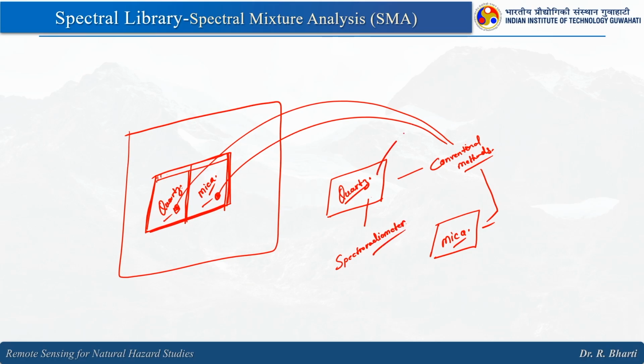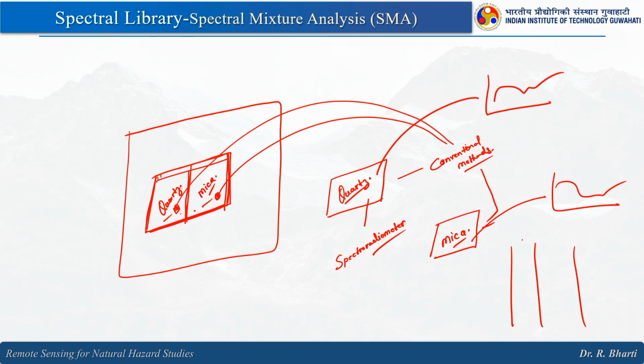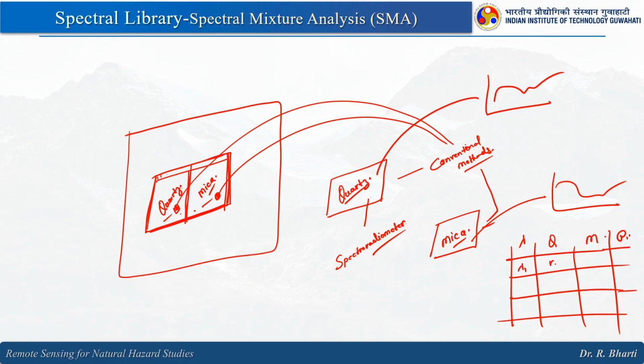With a spectroradiometer, you will produce one spectra for the quartz, one spectra for the mica, right. Now, if it is 50%, I can just simply do this in Excel itself. In Excel, we will have this is wavelength, this is quartz, this is mica, right. And then this is the pixel spectra, let us say. So, this is lambda 1, let us say this is R1, this is RM1, this is R2, this is RM2, this is lambda 2, right.